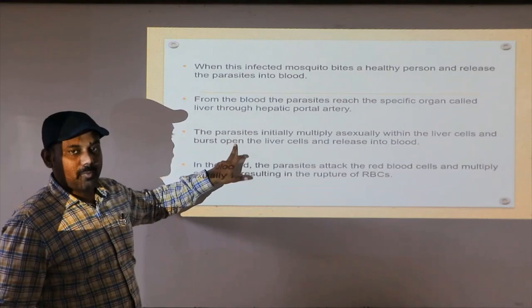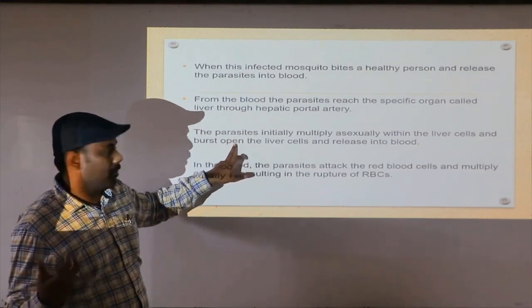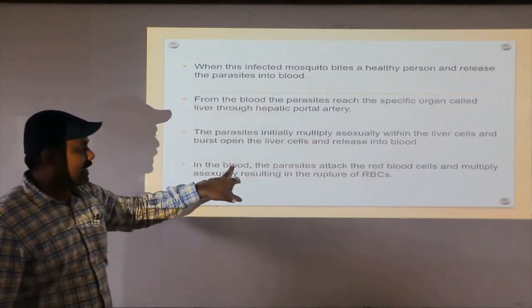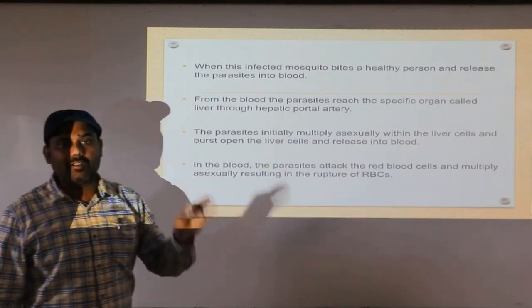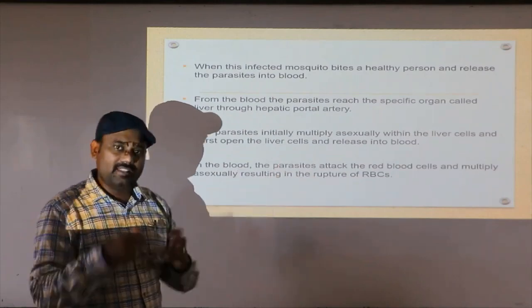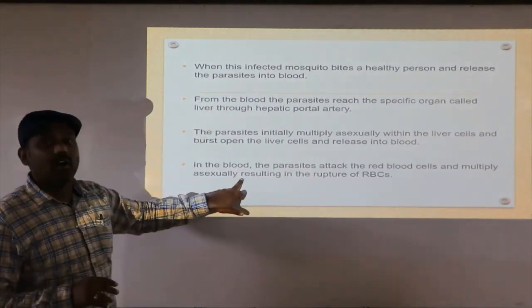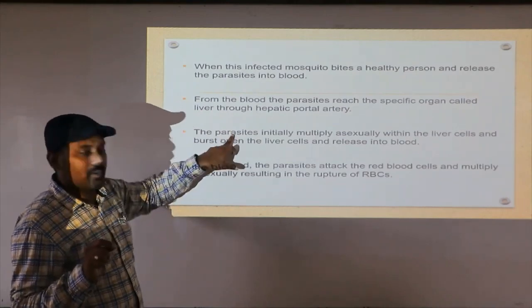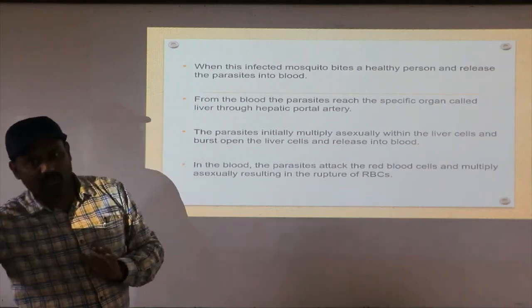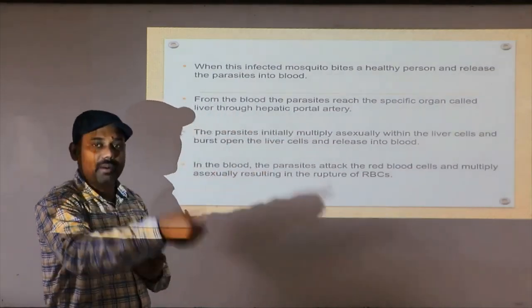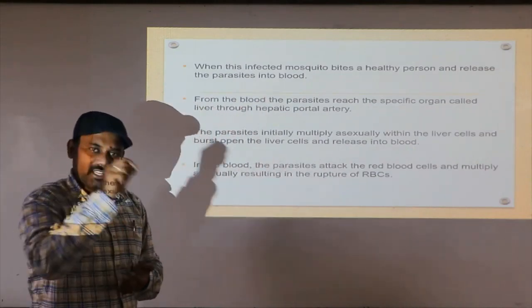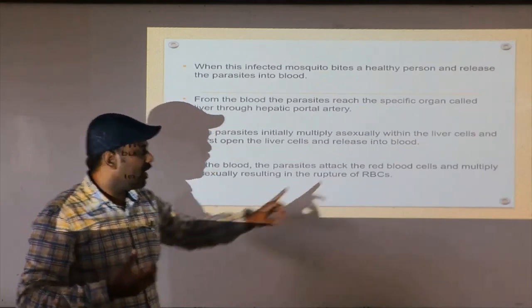Now, those parasites are released into the blood by bursting open the liver cells. In the blood, they attack RBCs, that is red blood cells. Again, they undergo rapid multiplication asexually. Very important: first it multiplied in the liver cells, burst open the liver cells, came out of the liver and entered the bloodstream. Within the blood circulation, they attack one more RBC. Within the RBC, they undergo rapid multiplication asexually.